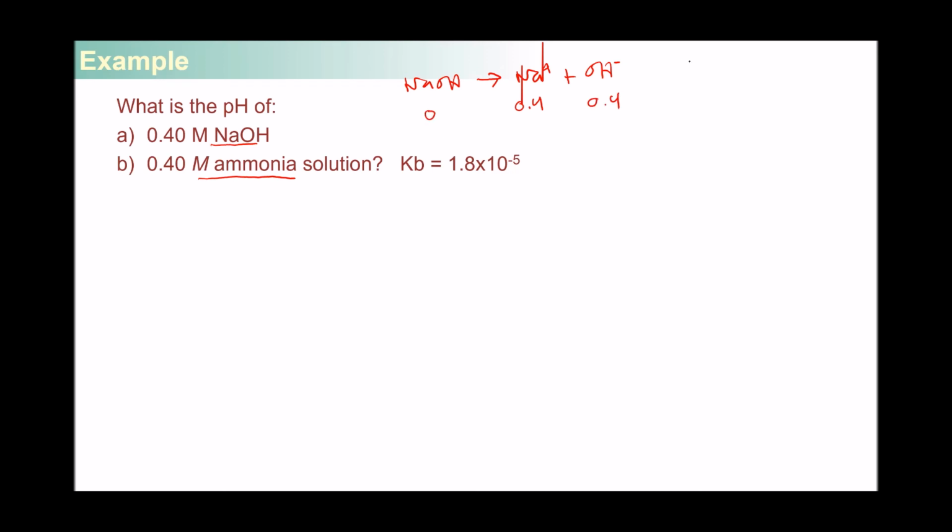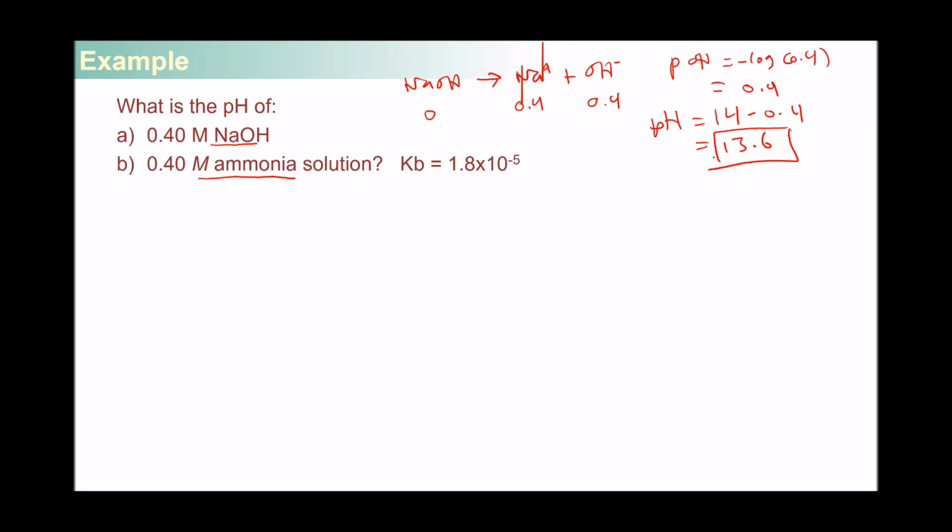You can calculate pOH for the sample by taking negative log of 0.4, but we can calculate pH of the solution by subtracting the pOH value from 14, which is gonna give you 13.6. So that's the pH value for the strong base solution.